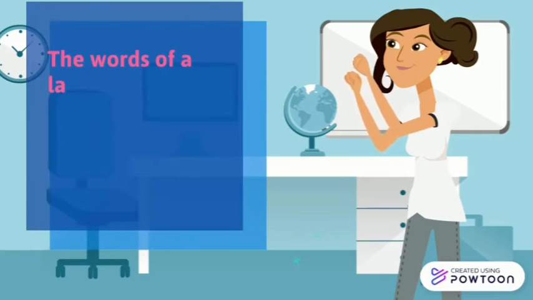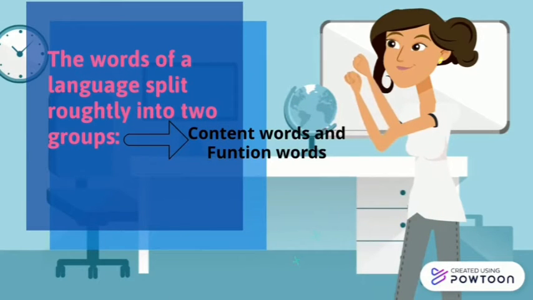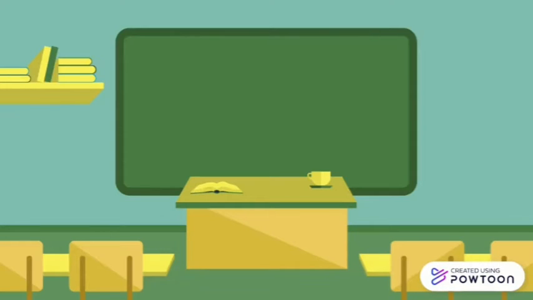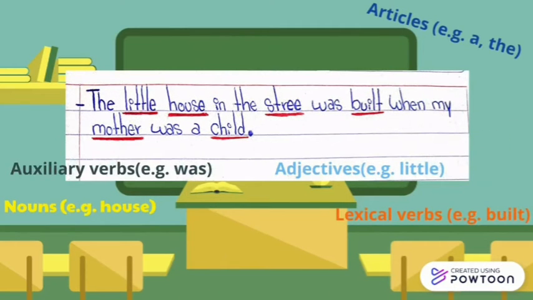The words of the language split roughly into two groups: content words and function words. Content words are those that have lexical meaning, even out of context, whereas function words seem to be mainly used to carry grammatical meaning. In the following sentence, the content words are underlined, and all the others are function words. The little house in the street was built when my mother was a child.